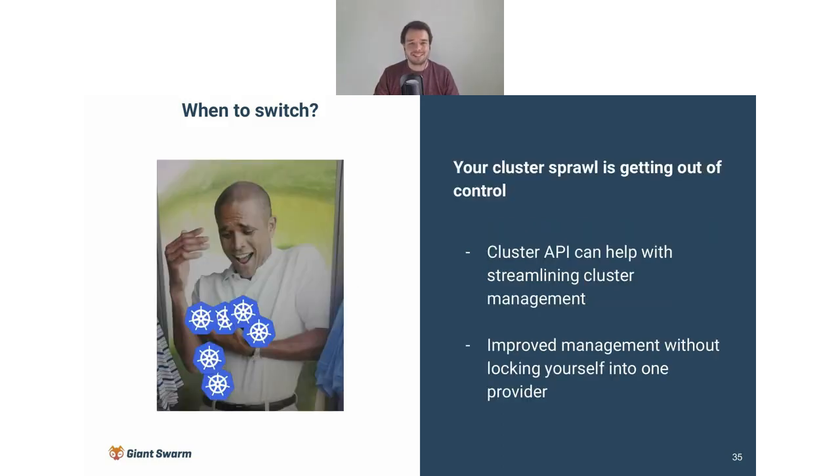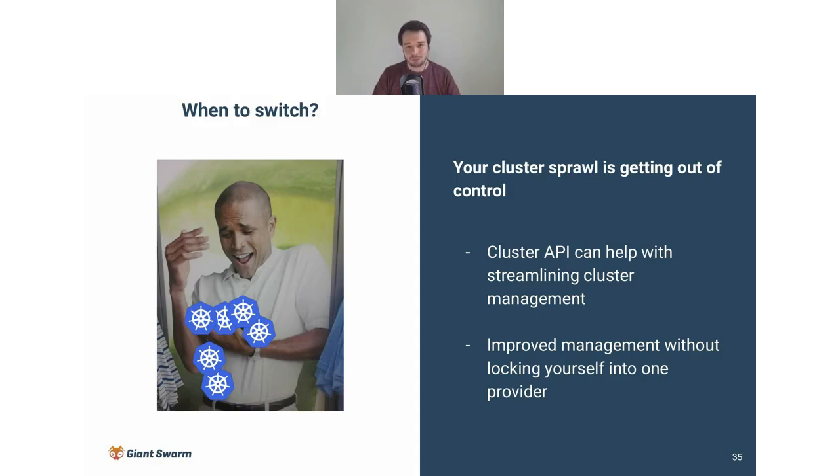And then finally, this is my favorite one. Your cluster sprawl is getting out of control. Okay, so you have clusters everywhere. You have clusters on AWS, you have clusters on EKS, you have clusters on AKS, you have clusters on vSphere. And all of these clusters you need to security update. You don't know anymore how to do that because every cluster is somehow different.